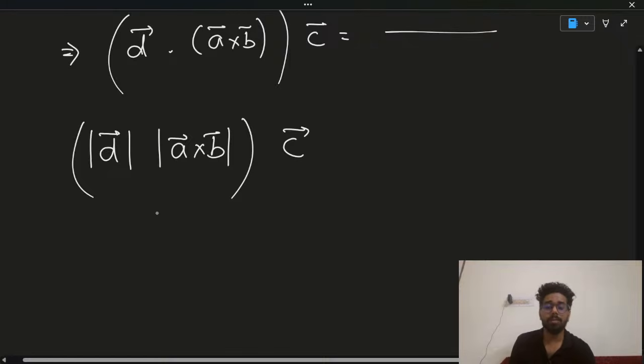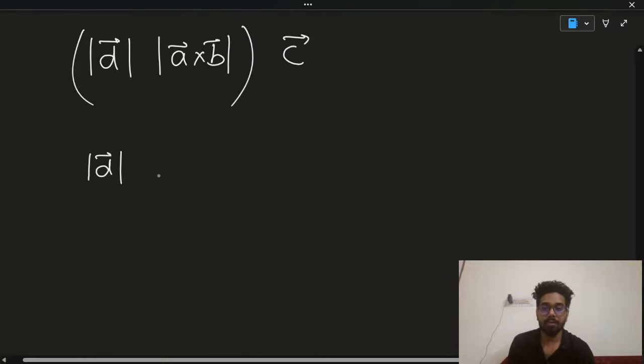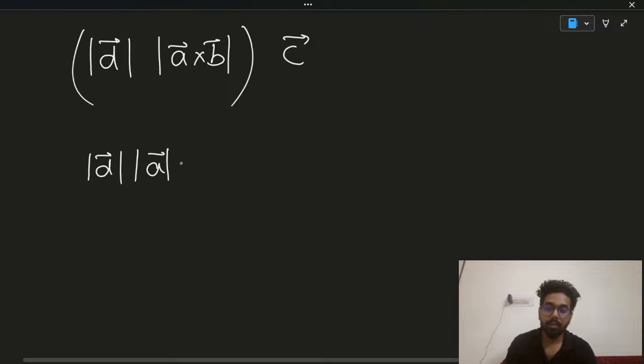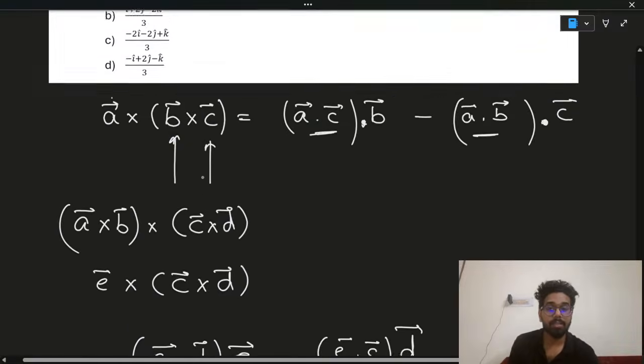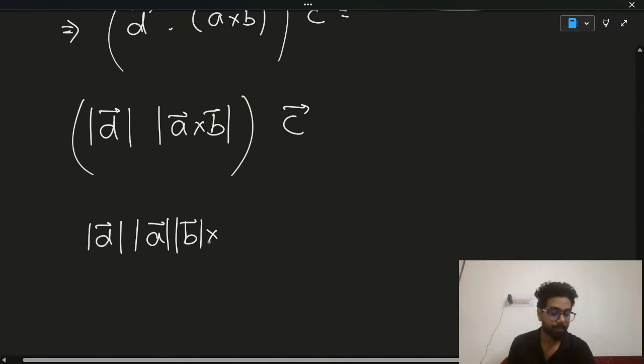Okay, now what is magnitude of D? That we do not know. Let's keep it over here. Now, what is A cross B? It is magnitude of A into magnitude of B into sin of the angle between A and B, which is 30 degrees. So sin 30 degrees is 1 by 2.